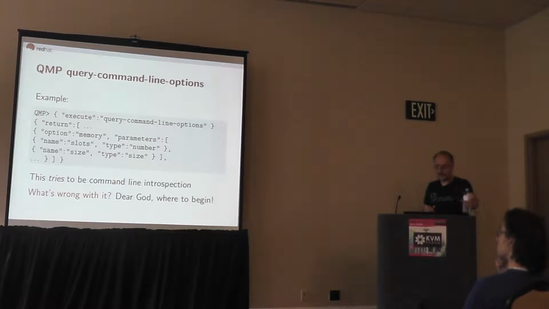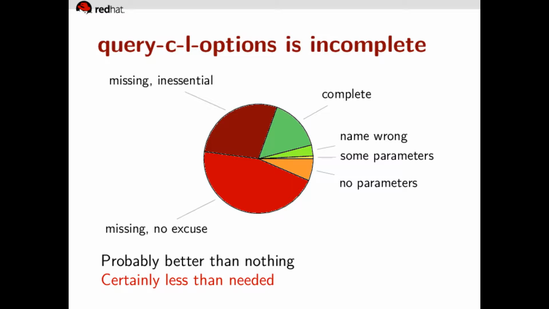For the command line, we got something similar, if more ambitious. You run the command query-command-line-options. You get back an array of objects, and each object describes an option: it gives the option name, and an array of option parameters, names, and types. This tries to be command line introspection. Why try? What's wrong with it? Oh, dear God, where to begin?